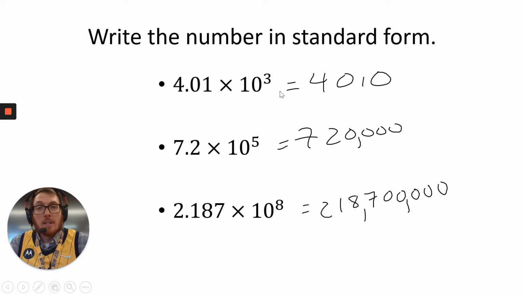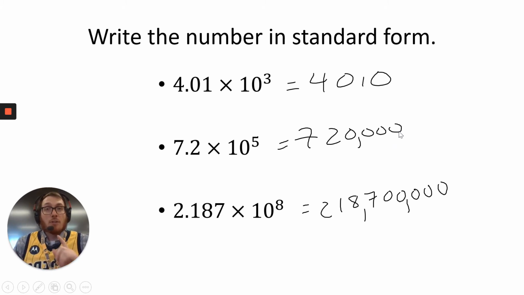Here's 4.01 times 10 to the third. Well, that's times 1,000 because it's 10 times 10 times 10. Or each time you multiply by 10, it moves the decimal one spot to the next place value. So 4.01, then move the decimal 1, 2, 3 spots. If there's no number there, you just add a 0 in. Notice I didn't add 3 zeros to the end of the number. I moved 3 place values for that number. The next one, I'm going to move 5 place values to the right. 1, 2, 3, 4, 5. And I end up with 720,000.